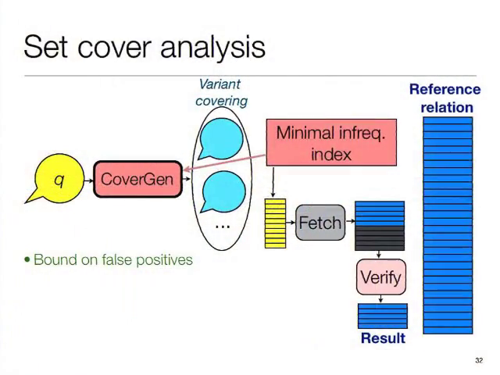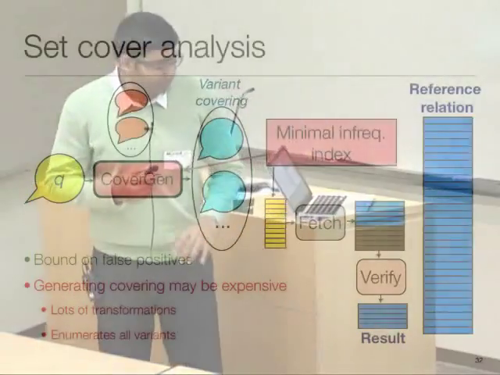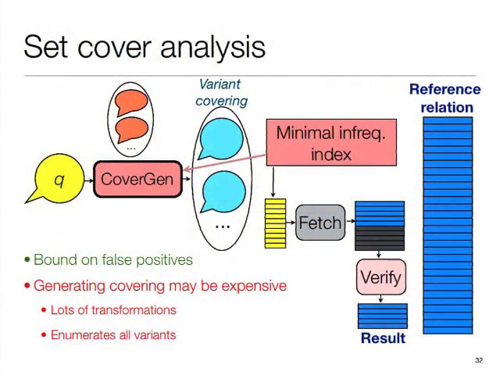There's a bound on the number of false positives you will get as a result of doing this. So set cover has this nice property, which is a bound on false positives. You will not unnecessarily verify a lot of things. The problem with this, as was noticed, was that generating the covering itself may be expensive.